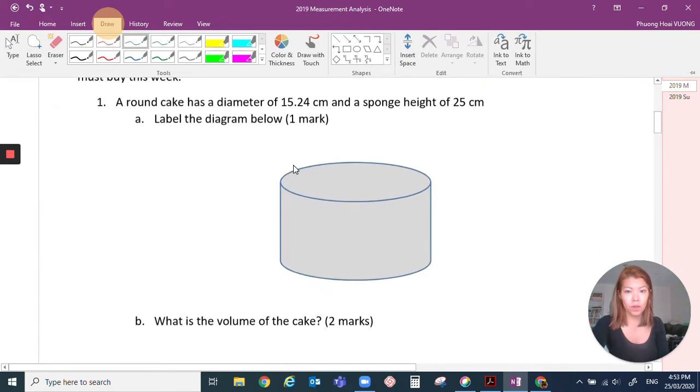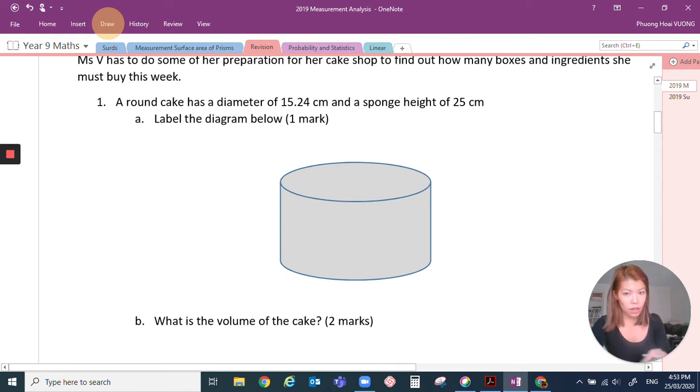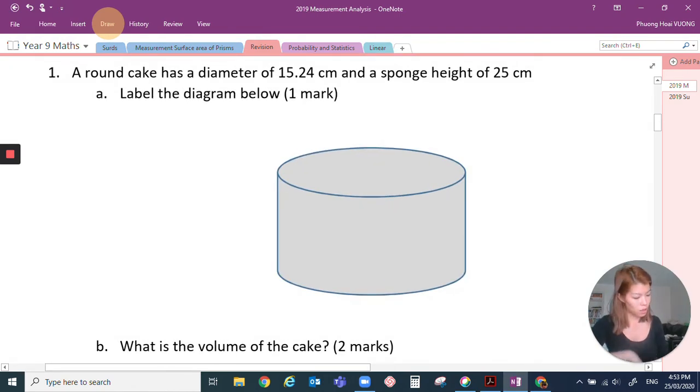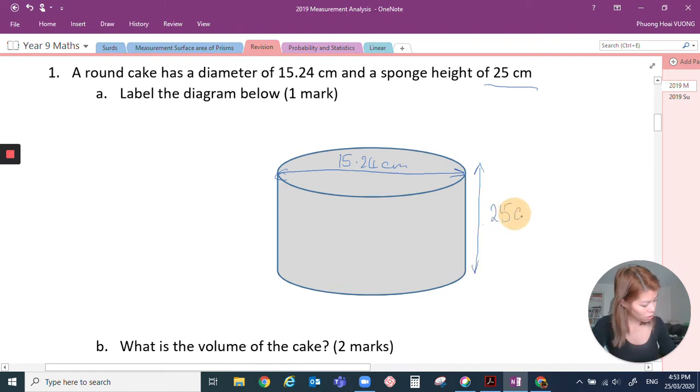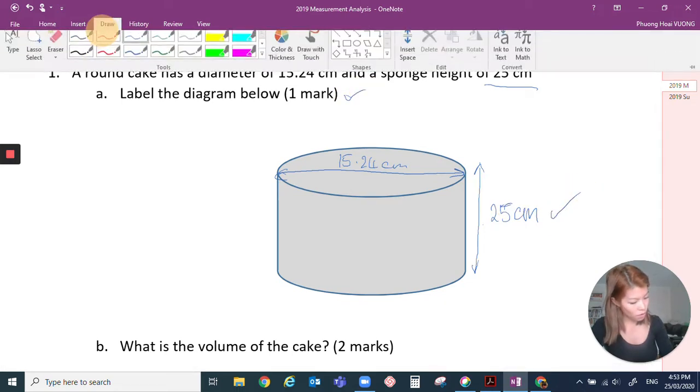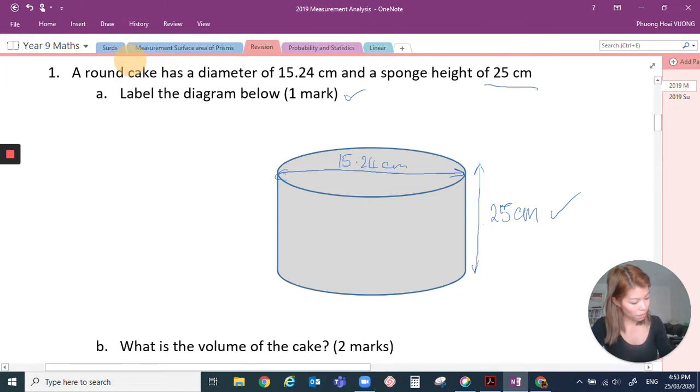Okay, let's have a look at the first question. A round cake has a diameter of 15.24 centimeters and has a height of 25 centimeters. I'm just going to zoom in a little bit so you can see better. So I would actually put this on my diagram straight away. So let's put that in straight away, 25 centimeters. And then part A asks us to label it. So we've done that already by just doing that. Okay, let's go to the next question.